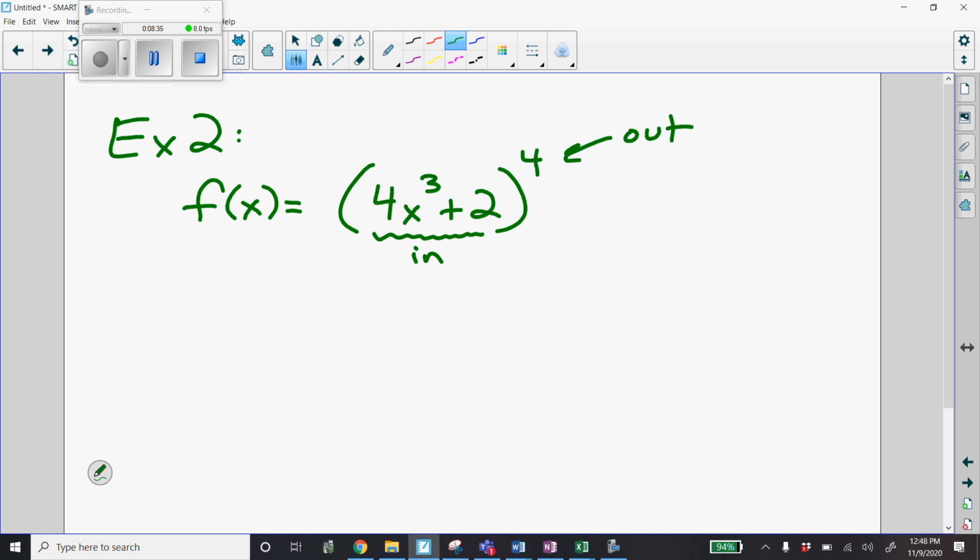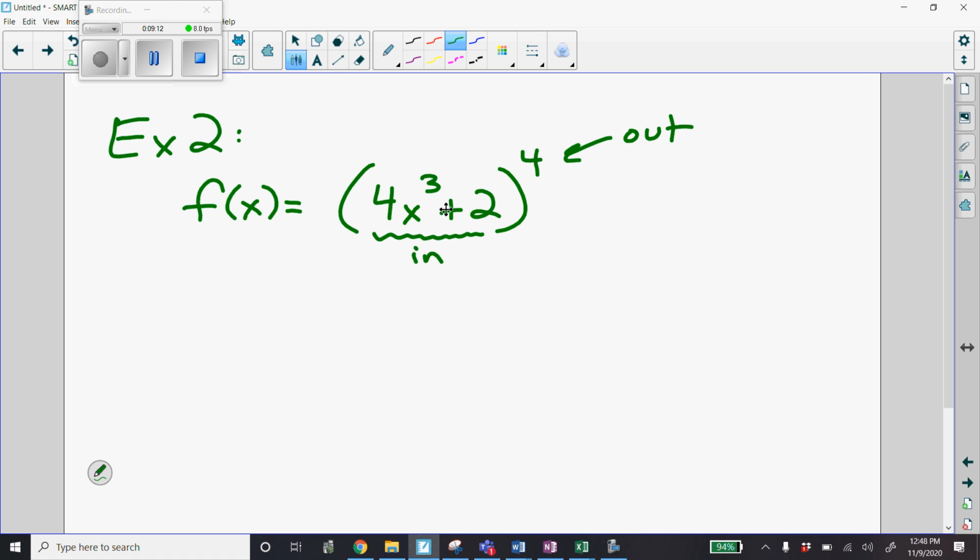Now we don't see the x, right? But we can think of the function x to the 4th, it's like stuff to the 4th power. We think of x to the 4th as our outer function, and our inner function is 4x cubed plus 2. So when I make a composition, if f of x is x to the 4th and g of x is 4x cubed plus 2, then f of g of x would be 4x cubed plus 2 to the 4th power. Anytime you see parentheses with a whole thing raised to a power, that's code for we're doing a chain rule.